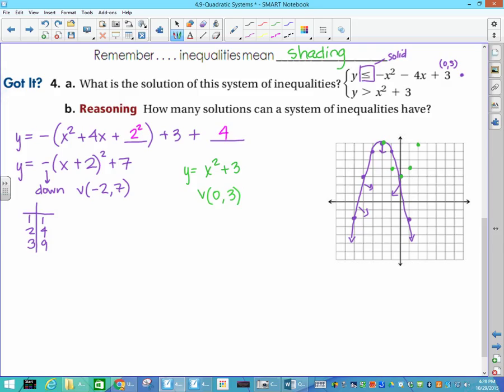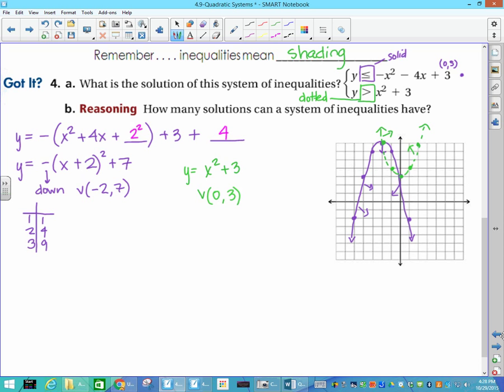And then I look here, and there's no equal sign, so that reminds me that this is actually going to be dotted. So I'm going to dot it. Sometimes it's a little bit easier to make it look like a parabola. And then this says y is greater than, so I go to my y-intercept and I go greater than it on my y-axis, which means I'm shading this way.